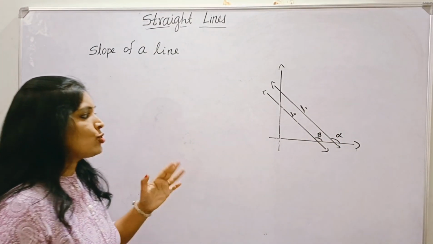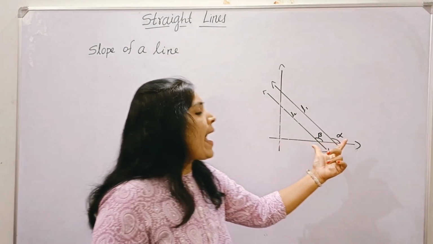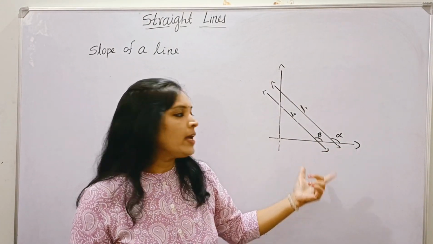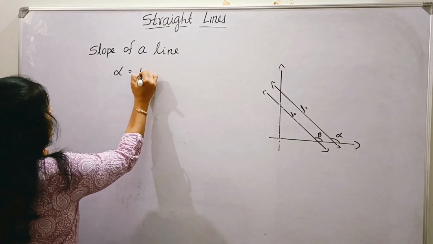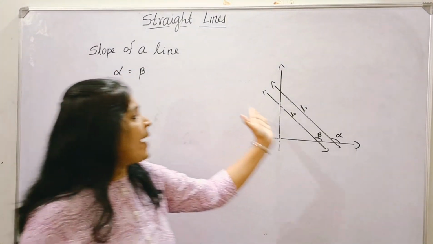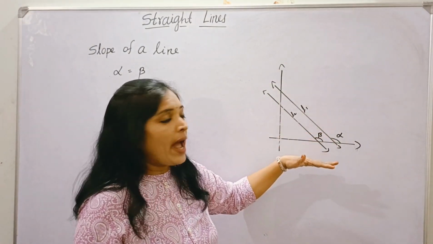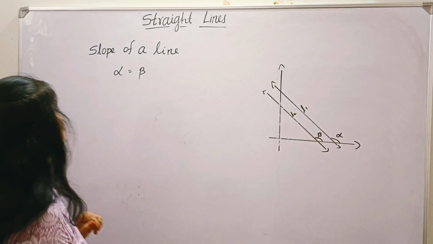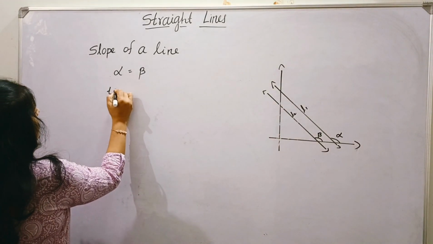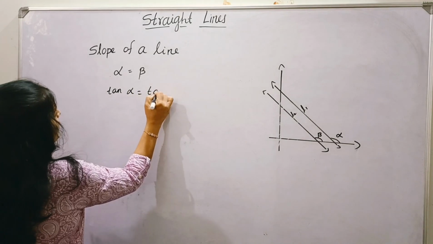Since these 2 lines are parallel, these angles must be the same. So alpha is equal to beta. Why? These 2 lines are parallel, so the angles made by these 2 lines are the same. So alpha is equal to beta and tan alpha is equal to tan beta.